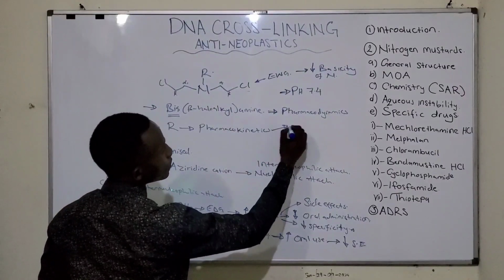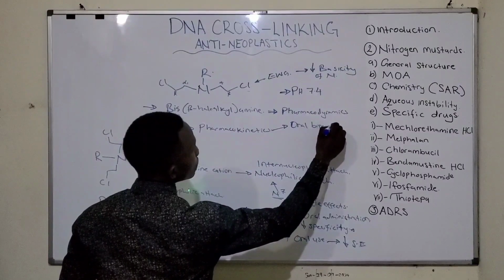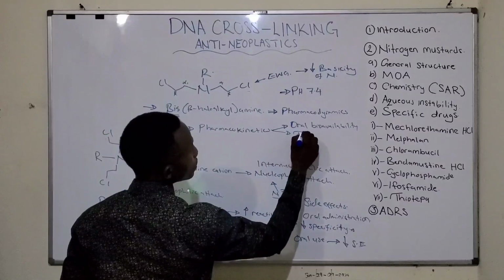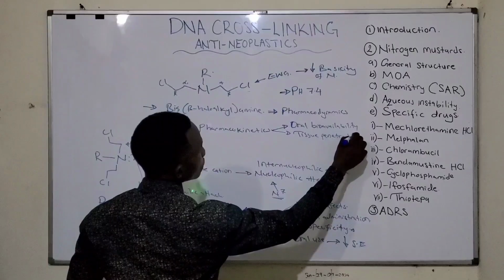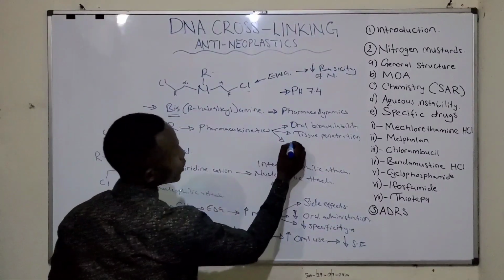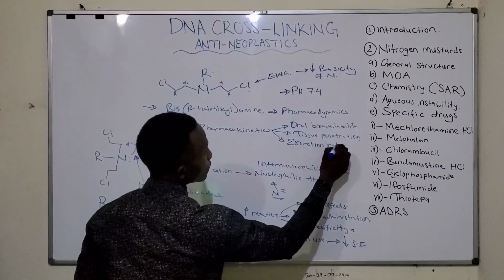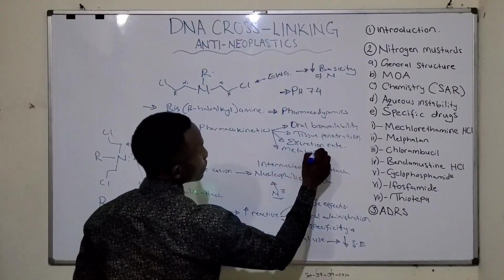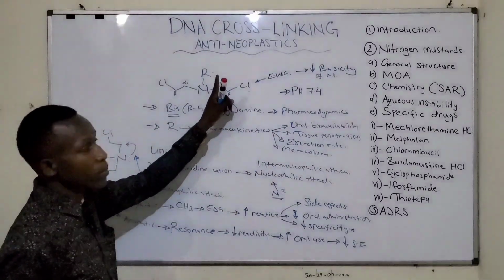So the R group determines the pharmacokinetics. Here we have the oral bioavailability, the tissue penetration, and also the excretion rate of the drug, also the metabolism of the drug. All these are determined by the R group.